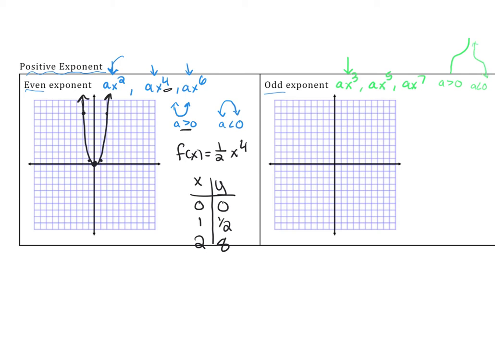All right, so let's graph f of x equals negative x to the seventh. All right, if I plug in 0, I'm going to get 0. If I plug in 1, I'll get negative 1. If I plug in negative 1, I'm going to get positive 1. And then plug in 2, I'm going to get negative 128.